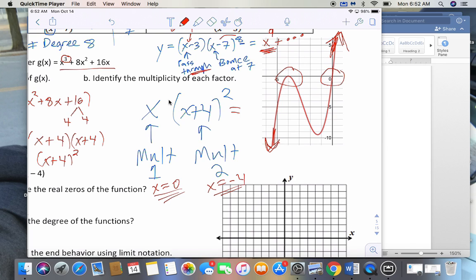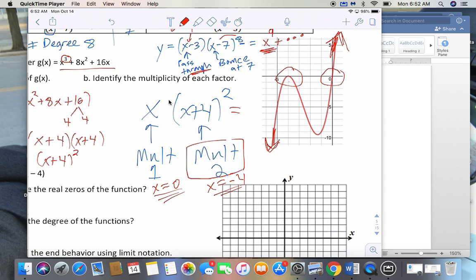But notice in the graph, -4 bounces, and that's a symptom of the fact that the degree of the factor was even, multiplicity of 2. x plus 4, where that -4 zero came from, had an even degree, and it bounces. Your interaction of the graph with that intercept is a bounce, versus x to the first, which had a multiplicity of 1, an odd degree. The graph passes through at that location.